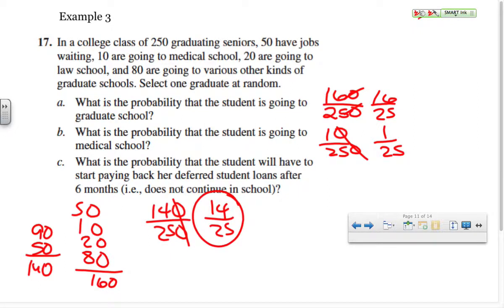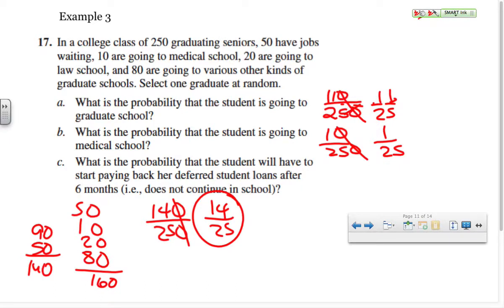Now I screwed up A. I screwed up A because I added those 50 that already had jobs. Okay, they're not going to graduate school. So I have 10 plus 20 plus 80 is 110. So then that's 11 out of 25.